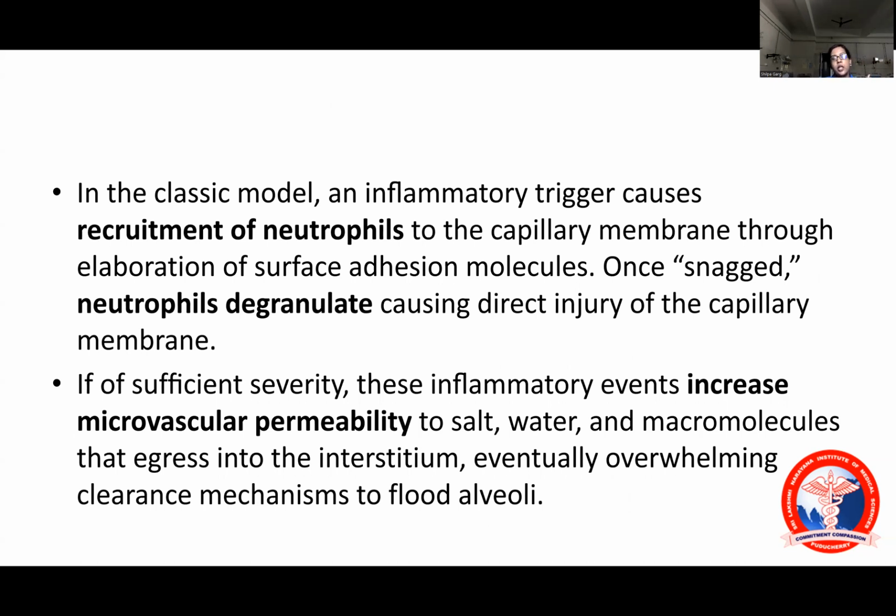So in the classic model, an inflammatory trigger causes recruitment of neutrophils into the capillary membrane, which led to the addition of these molecules onto the surface.